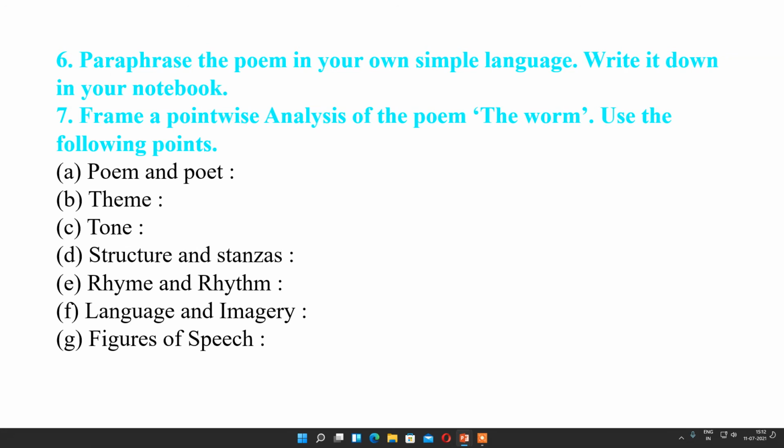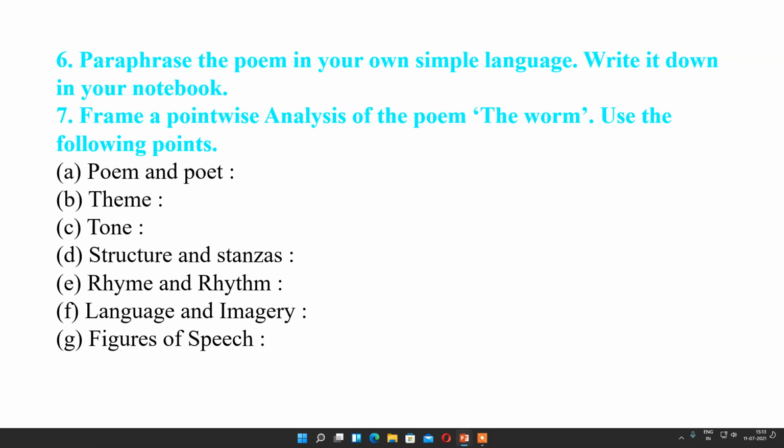Question number 7. Frame a point wise analysis of the poem The Worm. Use the following points. Whenever you are writing the point wise analysis of the poem, generally these analyses are written in paragraph format. So, in paragraph format, you have to write down the analysis of the poem with the help of the following points. For example, poem and the poet. Here you have to write down the name of the poem and the name of the poet.